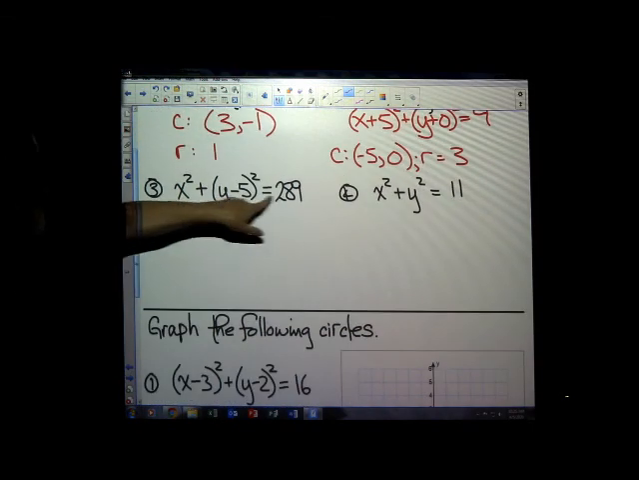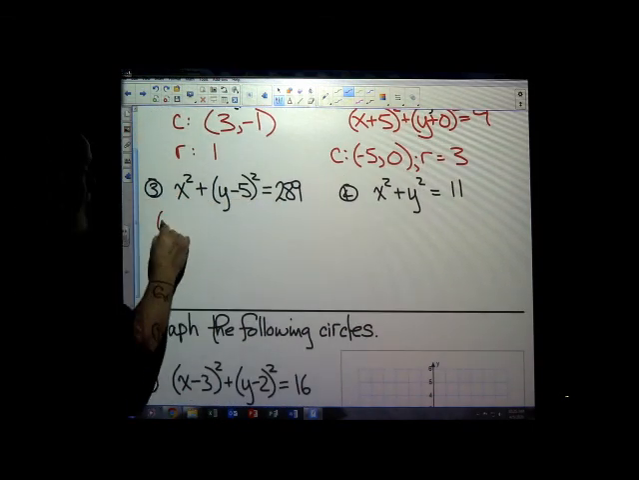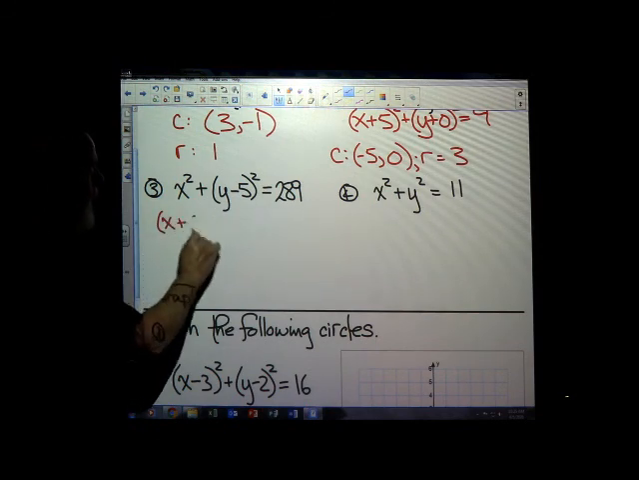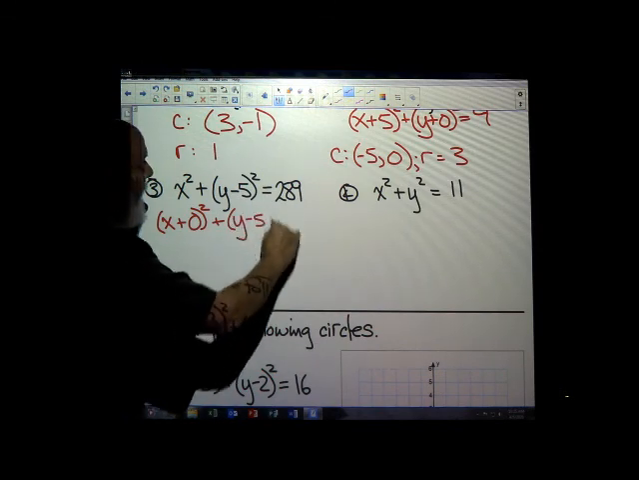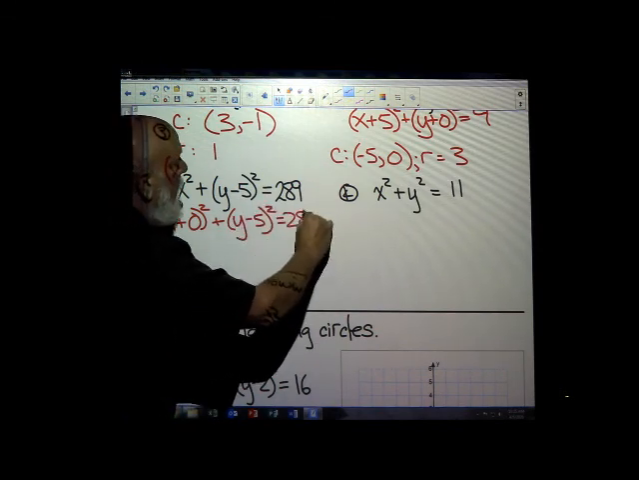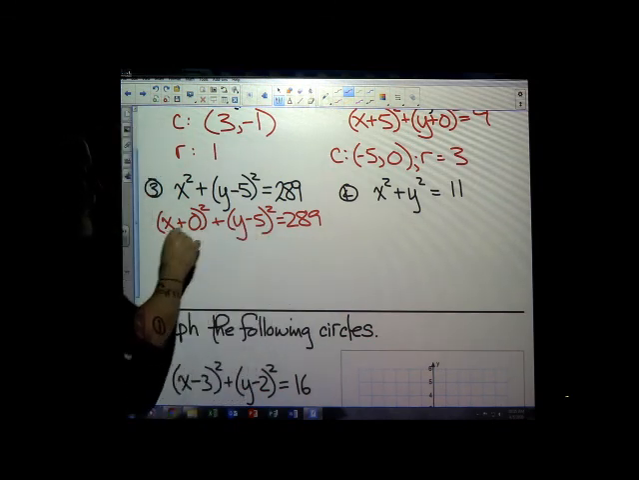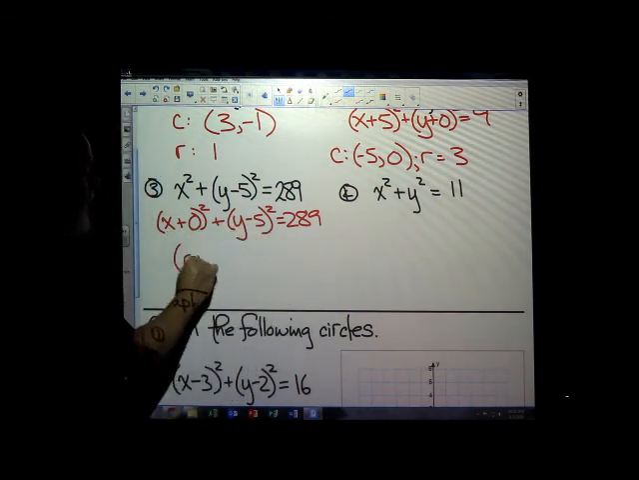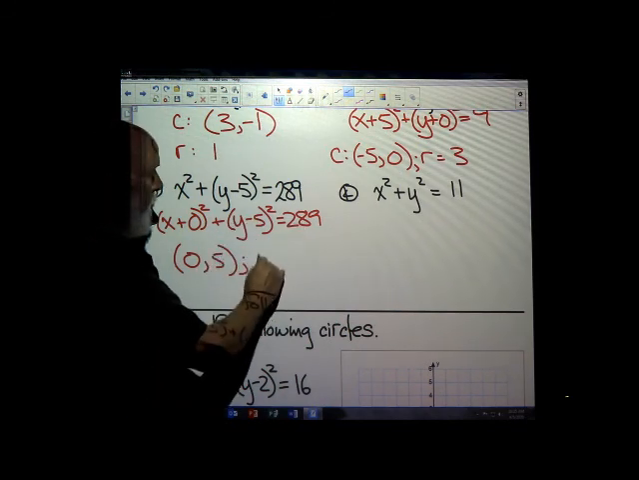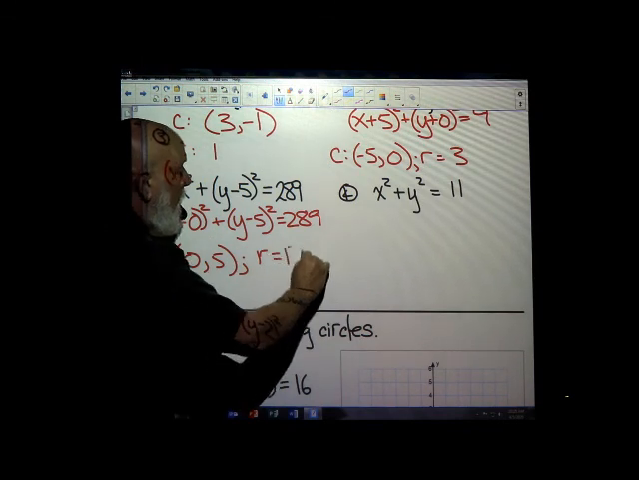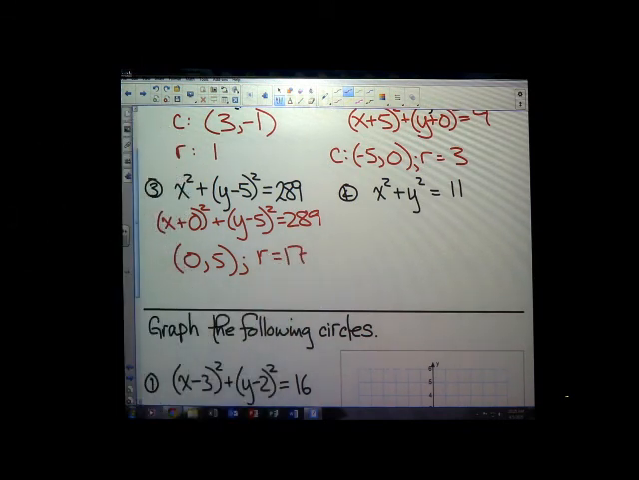If we're asked to find the center and the radius here, again, x squared can be thought of, you don't have to write it out like this, but you can think of it as x plus or minus 0. And so if I wanted to find the center of this circle, I would say the center is 0, positive 5, and the radius is the square root of 289. And the square root of 289 is 17. So this circle has a center of 0, 5, and the radius would be 17 units long.